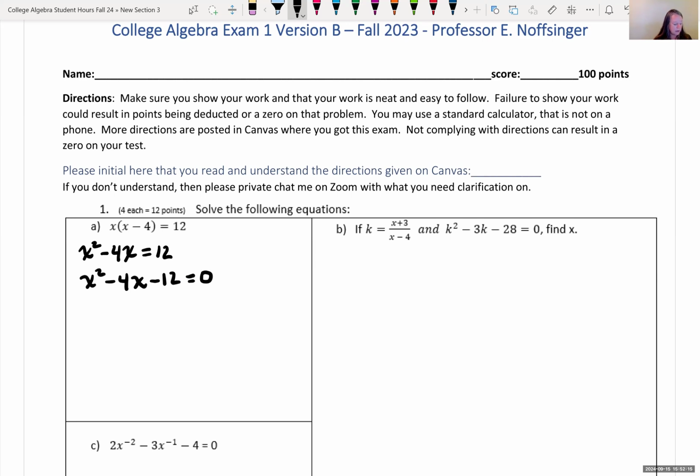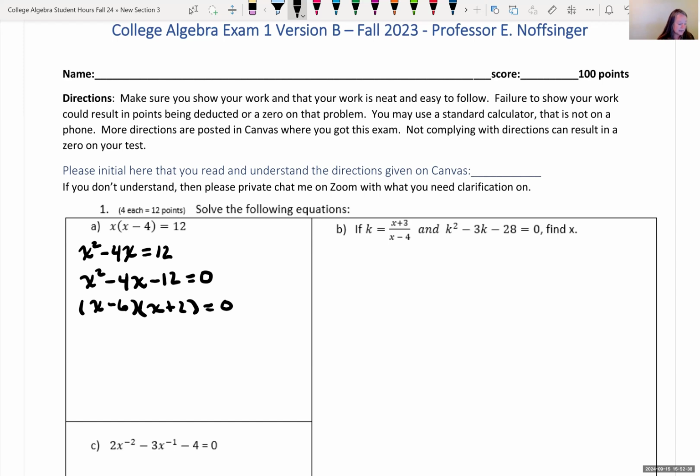Doing that, we get x squared minus 4x minus 12 equals 0. There are different ways that we could approach this. I would factor it if possible, which this one is. If not, you can either complete the square or use the quadratic formula, but we're going to go ahead and factor this. There are two numbers that multiply to give me negative 12 and add to give me negative 4. And those two numbers are negative 6 and positive 2.